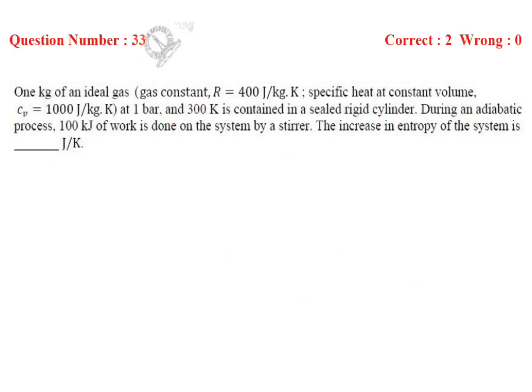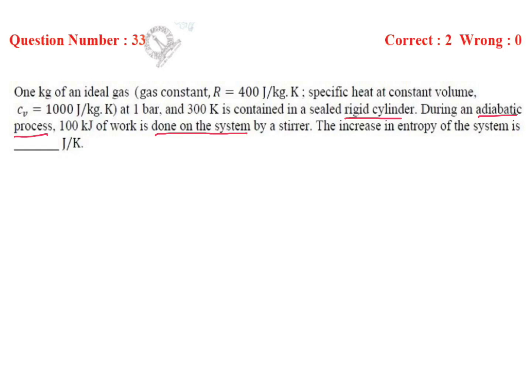Fill in the blanks. 1 kg of an ideal gas with constant R equal to 400 joule per kg Kelvin and specific heat at constant volume Cv equal to 1000 joule per kg Kelvin, at pressure 1 bar and temperature 300 Kelvin, is contained in a sealed rigid cylinder. Rigid cylinder, this is very important. During an adiabatic process, 100 kilojoule of work is done on the system by a stirrer. The increase in entropy of the system is how much?